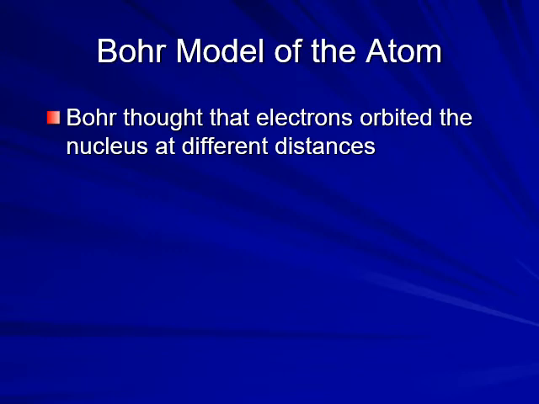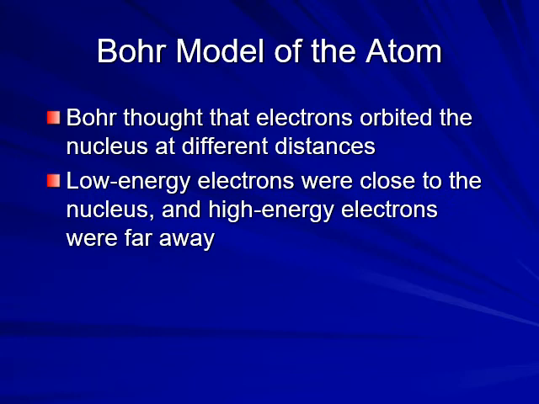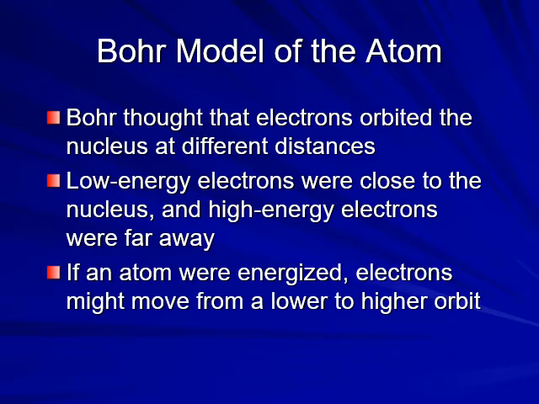Bohr thought that electrons orbited the nucleus at different distances. Low energy electrons were close to the nucleus. High energy electrons were further away. If an atom were energized, the electrons might move from a lower to a higher orbit.